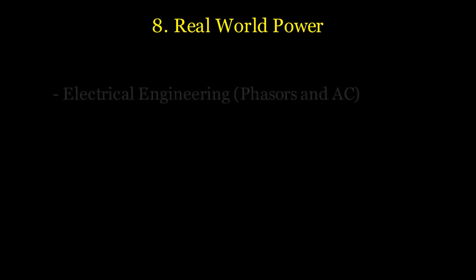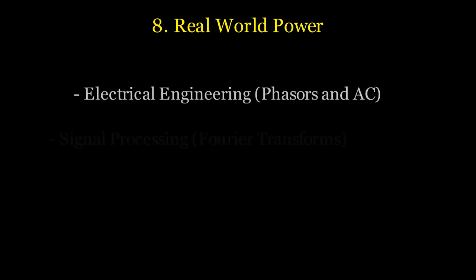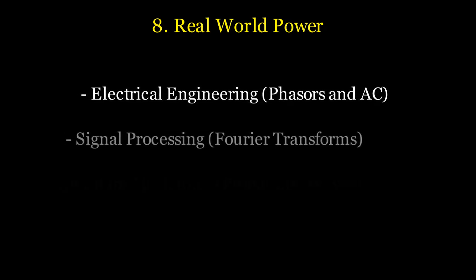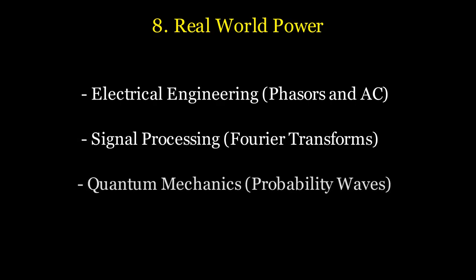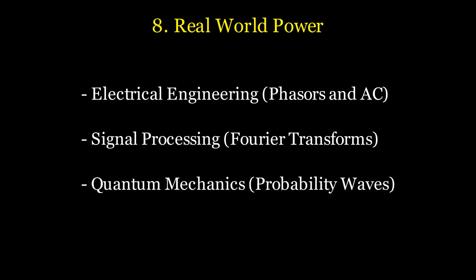Signal processing, which runs your Wi-Fi and cell phone data, relies entirely on Fourier transforms, equations built on e to the i theta. Quantum mechanics describes the probability waves of subatomic particles using complex exponential functions. Without the polar form of complex numbers, the mathematical models that power our modern technological civilization would be hopelessly complicated to compute.